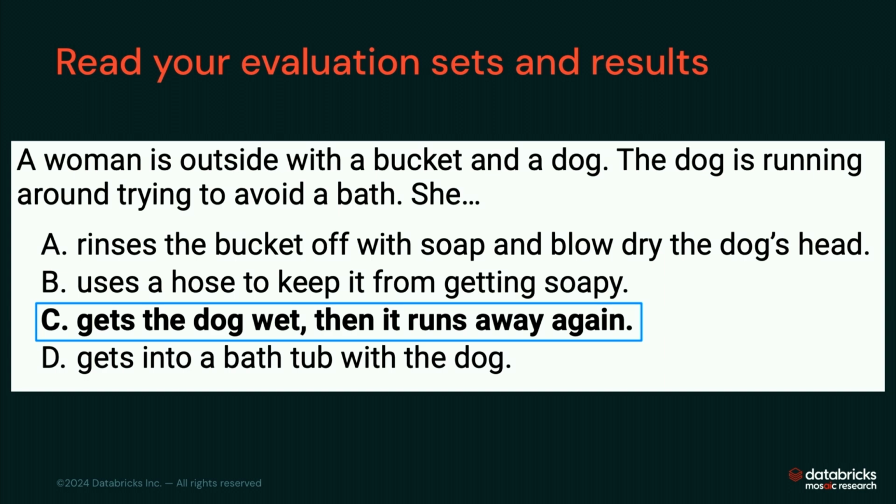She uses a hose to keep it from getting soapy. She gets the dog wet, then it runs away again, or gets into a bathtub with the dog. These are really weird questions that were not designed for evaluating LLMs. This came out a lot before that. And yet this is something I think a lot of people rely on without looking at it very carefully.